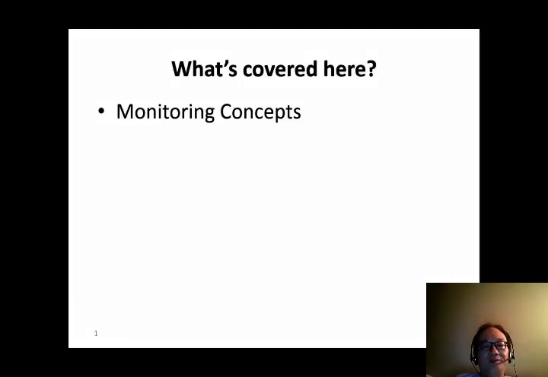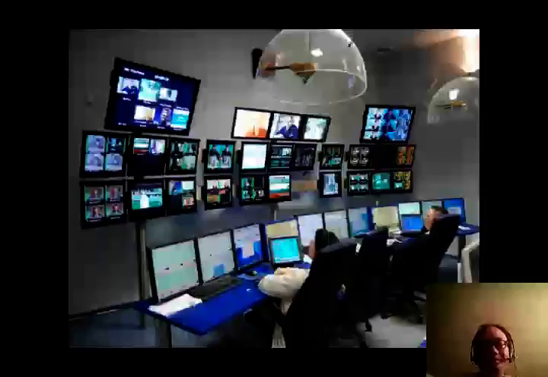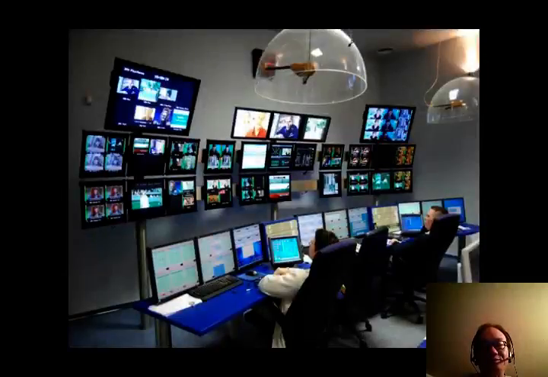This lecture will introduce monitoring concepts. Modern applications operate in a very large, distributed computing environment. Many components of the environment may affect the performance of an application, such as network, servers, and various pieces of software.